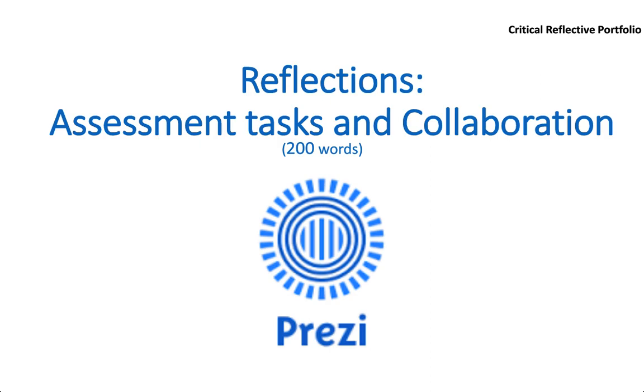The second skill we'd like you to do, and the fourth part of your critical reflective portfolio, is reflecting on the second group task. We ask you to create an online assessment task. Really, the more important thing was for you to collaborate with each other in creating a task for your students. In this particular group task, we ask you to use Prezi as a platform.